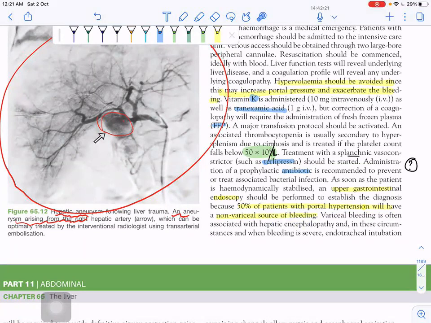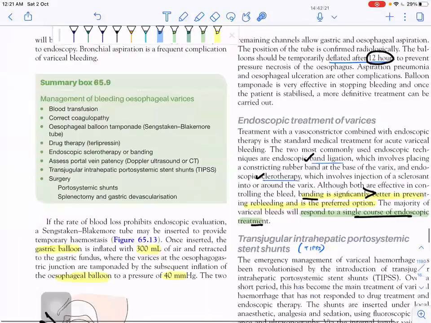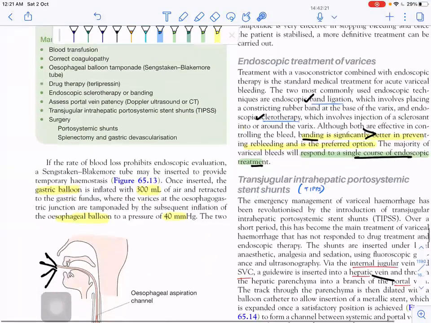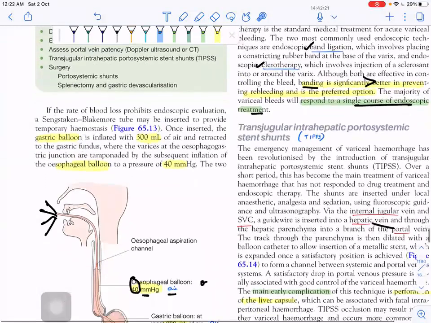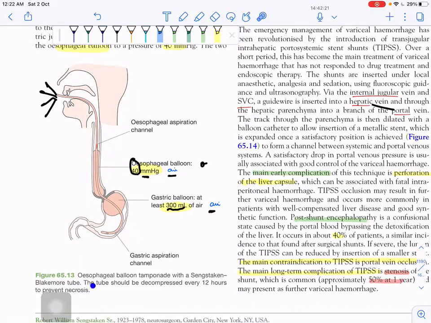Okay, so after giving these initial drugs, you need to go for a UG endoscopy to rule out non-variceal sources of bleeding. This is the most common cause of variceal bleeding, UG bleeding. So this is your Sengstaken-Blakemore tube. This tube should be decompressed every 12 hours to prevent necrosis. That is for the first MCQ. How many hours will it be decompressed?